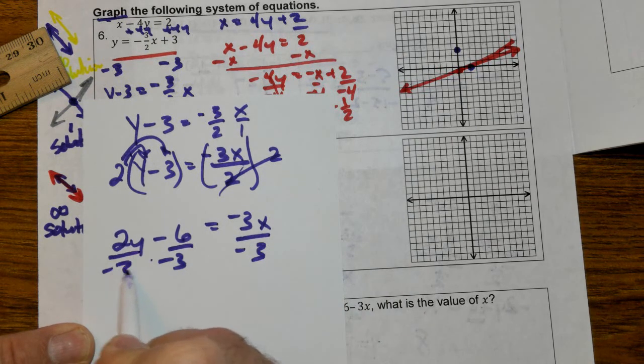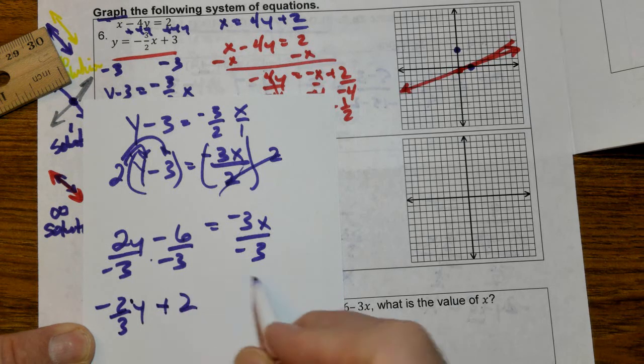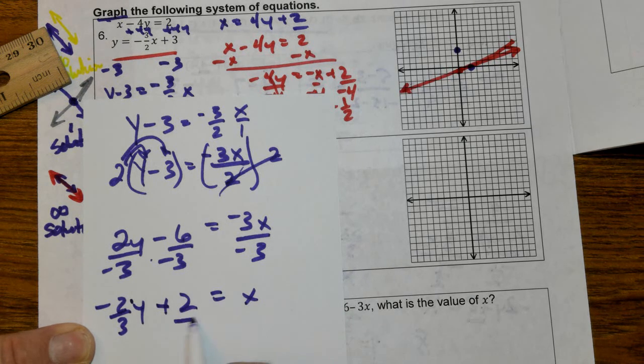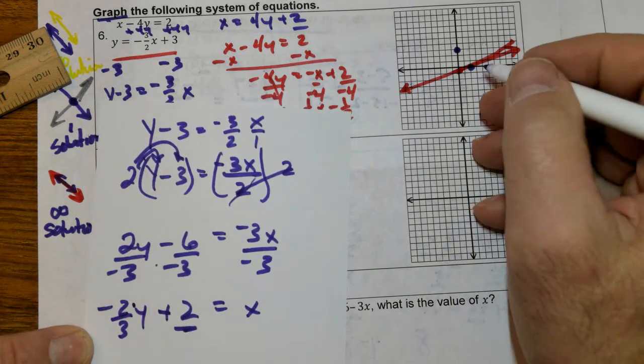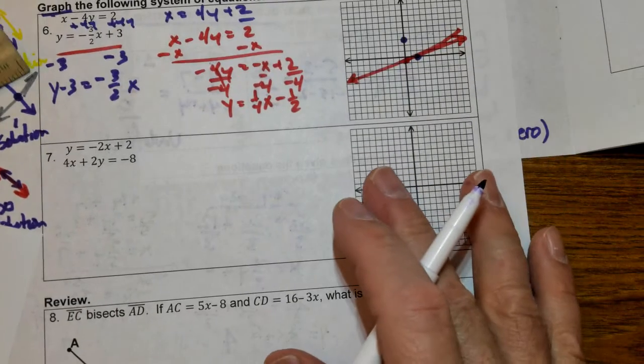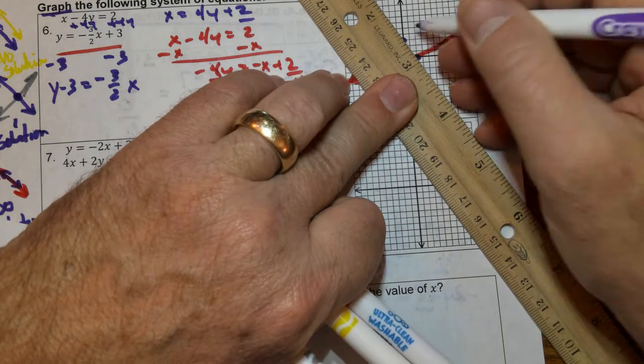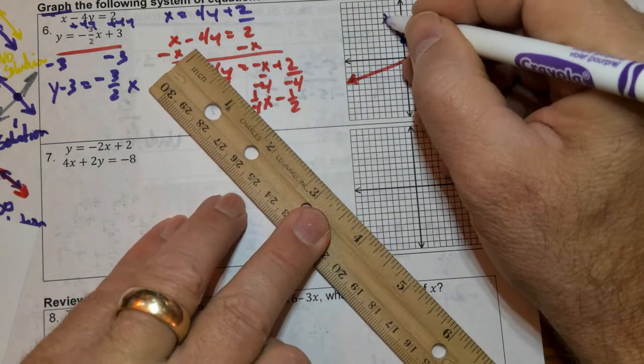Negative 3. All right, so I get a negative 2/3 y, and this is a positive 2. And that's what x equals. This is my x-intercept, it is 2. So that's where they cross. That's my solution to the system of equations. When I graph it, that's my solution.